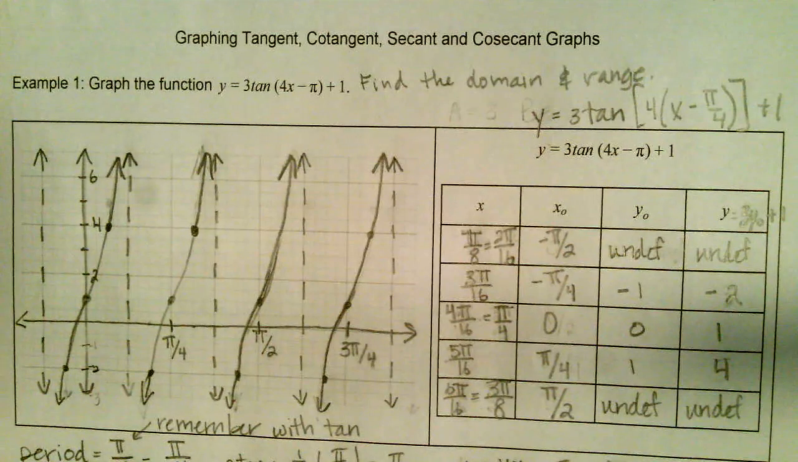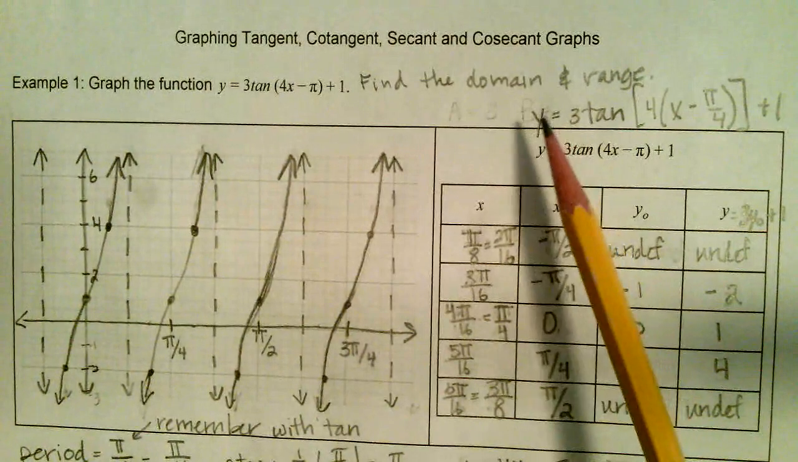So today we're going to talk about graphing transformations of the tangent, cotangent, secant, and cosecant graphs. Okay, so for our first example, we are going to graph a transformation of the tangent function, and then we're going to find the domain and range.